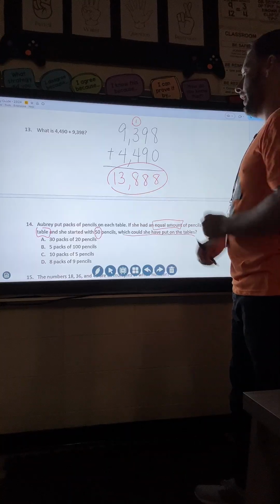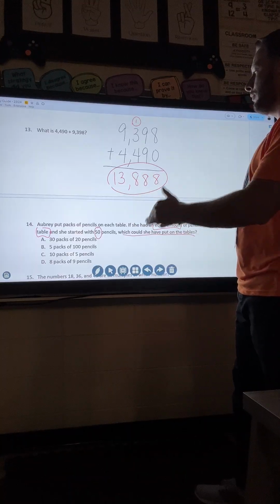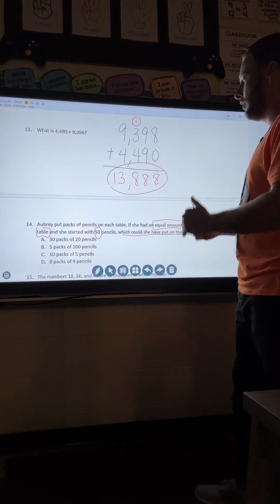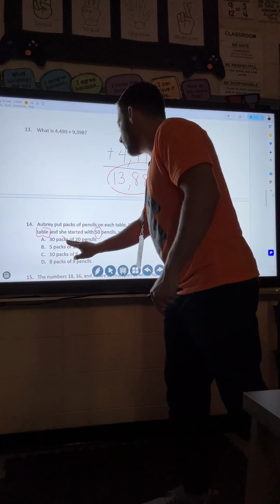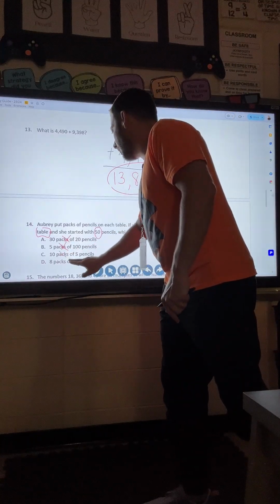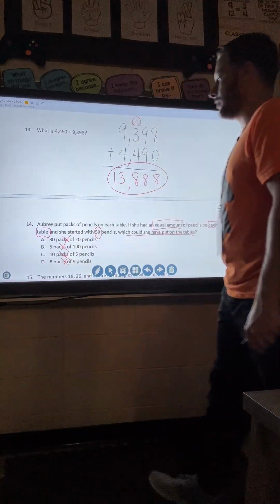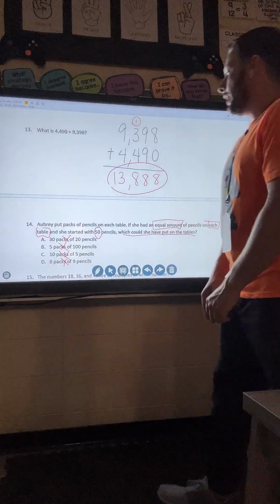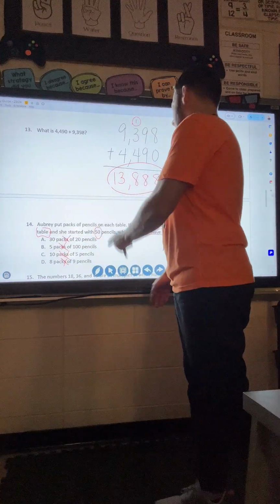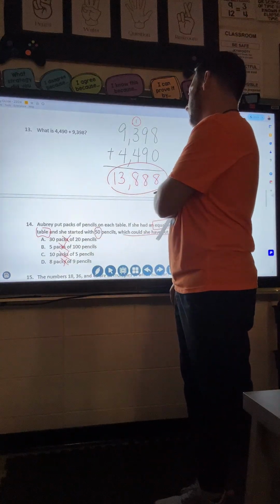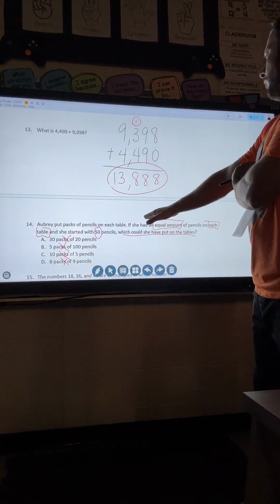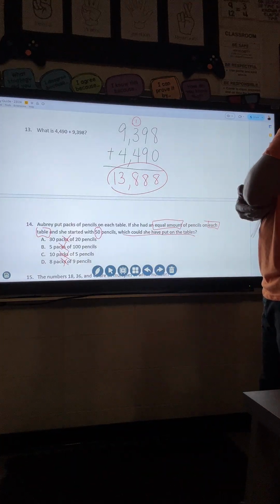I'm going to look at A, B, C, and D and see that every one of them say packs of, packs of, packs of, packs of. I told students when we're talking about this unit, packs of automatically tells you multiplication. So I put an X over those. And you see 30 times 20. That's not, she started with 50 pencils. It's asking which could she have put on the table.